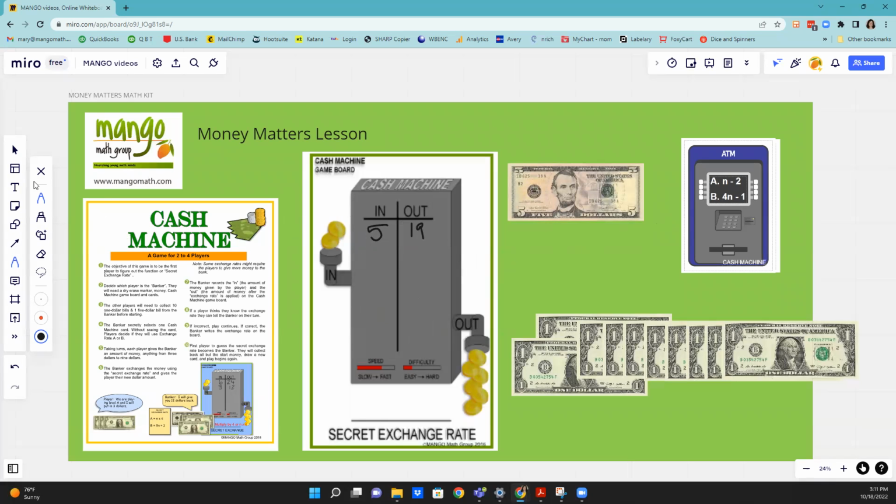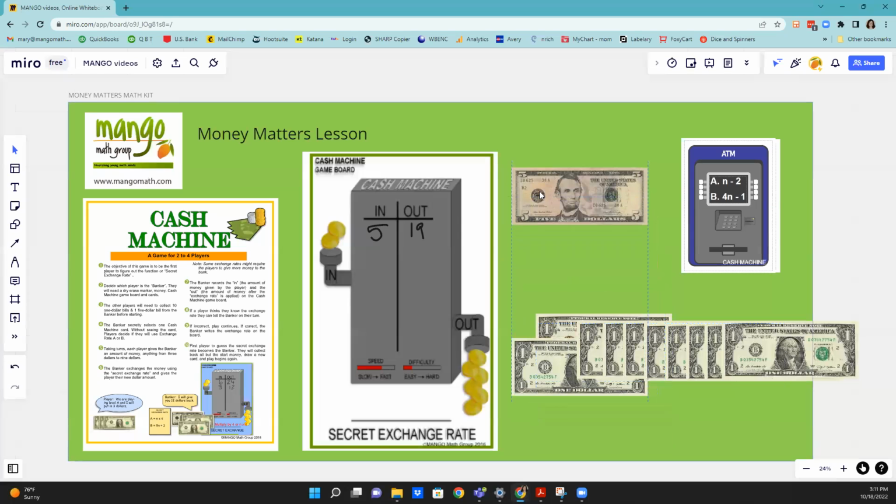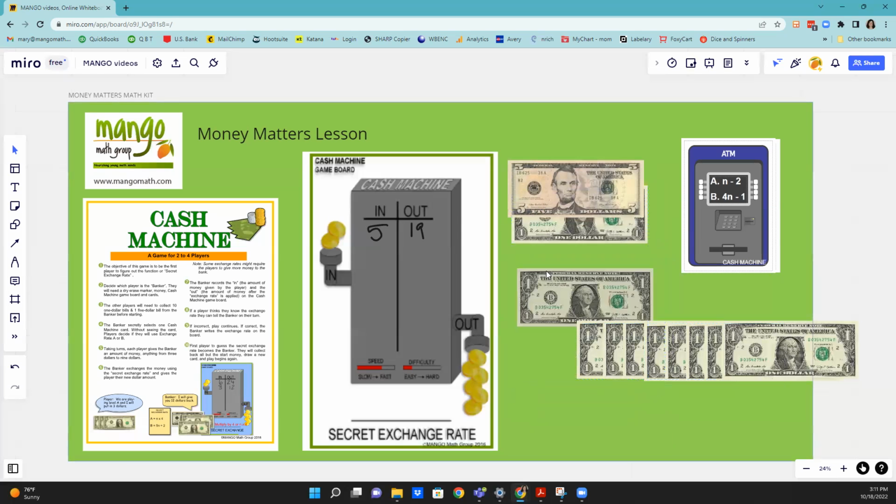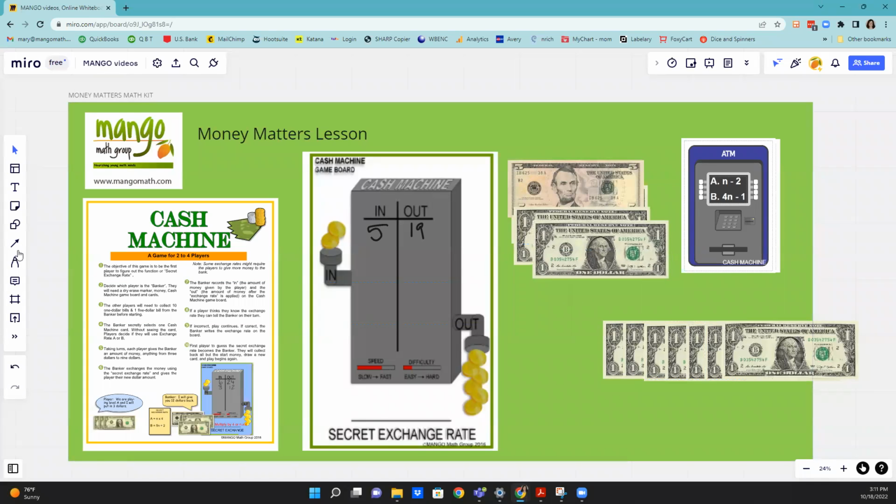Let's say the next player puts in that $8 again. The banker is going to do 8 times 4, which is 32, minus the 1, which is 31. It gets a little more tricky for those players to figure out what the exchange rate is, or what function is happening to each one of those. They might need more opportunities to give money and get money back before they figure out that the exchange rate is 4n minus 1.